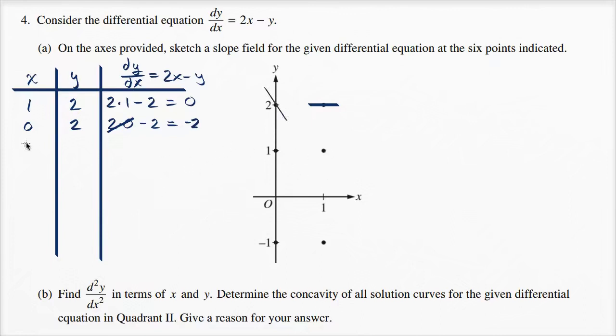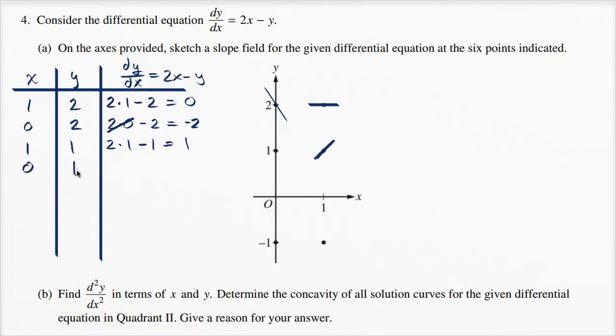X is 1, y is 1. It's going to be 2 times 1 minus 1. So this is 2 minus 1. It's going to have a slope of 1. And so that would look something like that, or let me just draw it by hand. That's actually easier.